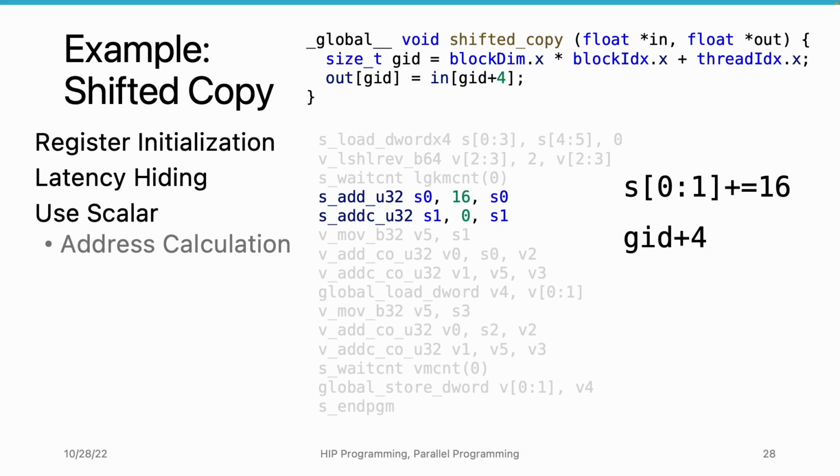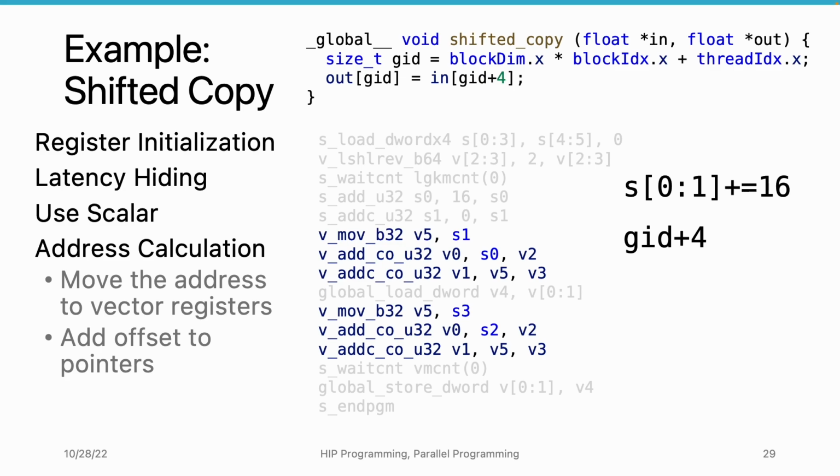So next, we see examples of using scalar instructions. The first instruction adds 16 to S0, and the second instruction is an SADDC. It considers carry from the previous instruction. The previous instruction, if it needs to carry data, it will store 1 into the SCC register. Basically, it's adding S0 and 1 by 16. So this is actually performing the GID plus 4 operation. That is the calculating offset for the in pointer.